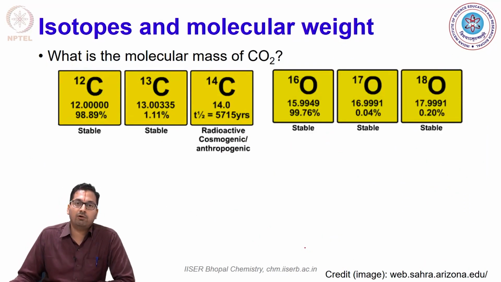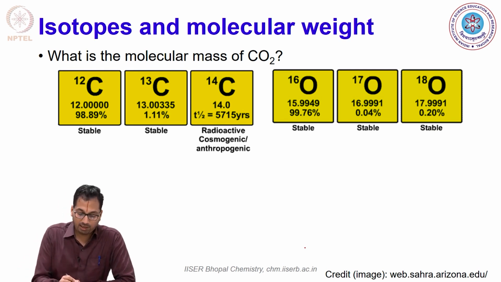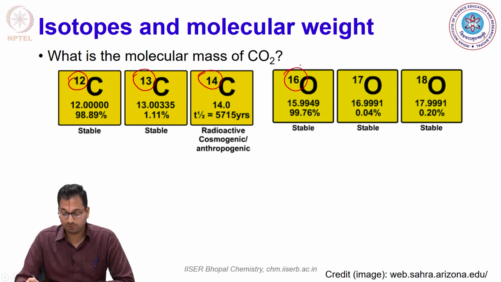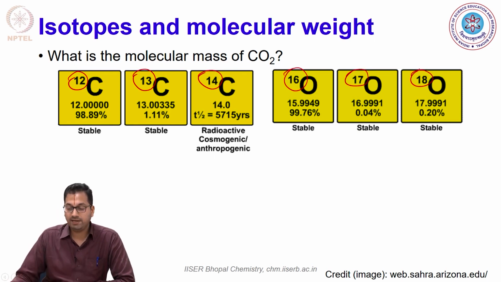So as we move forward, okay, is this the right molecular weight of carbon dioxide? Because carbon tends to have different isotopes. As shown here, carbon could be present as C12, C13 or C14. At the same time, the oxygen in carbon dioxide could be present as O16, O17 or O18.